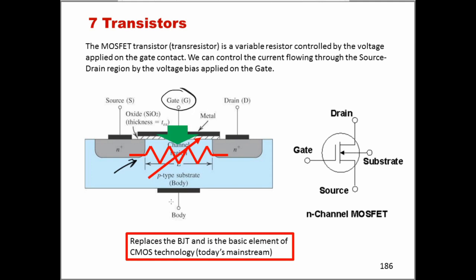And that's also the reason why the MOSFET transistor has effectively replaced in most fields the BJT transistor and is the mainstream element in CMOS technology today.